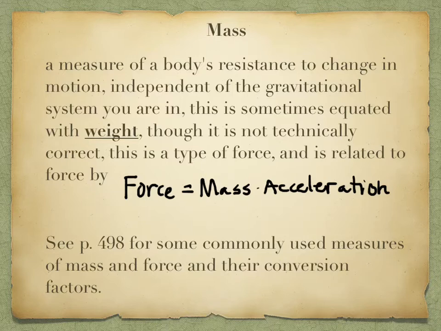Mass is actually a measure of a body's resistance to change in motion. It is independent of the gravitation system you're in. Sometimes we think of it as being equivalent to weight. That's not really technically correct. Weight's a type of force, and it's related as force is mass times acceleration. So the acceleration of gravity's pull on us creates this force, which is our weight.